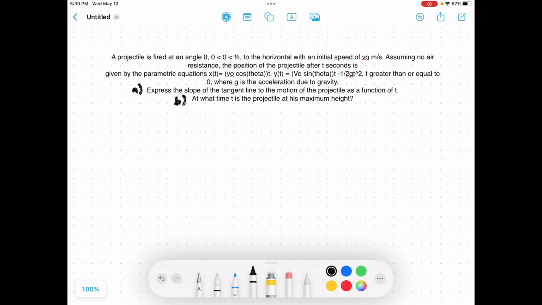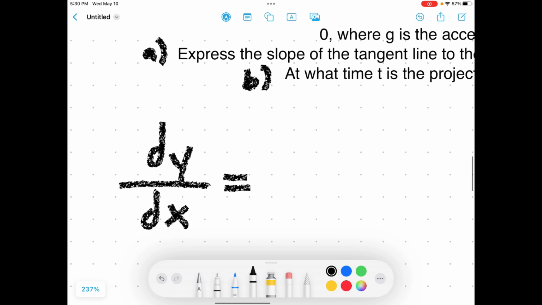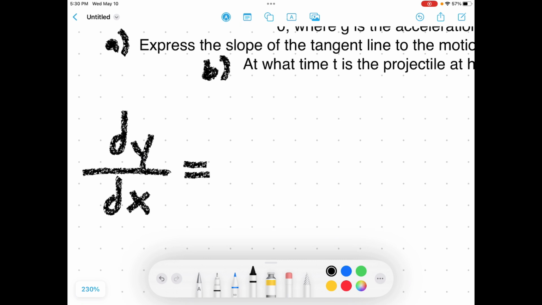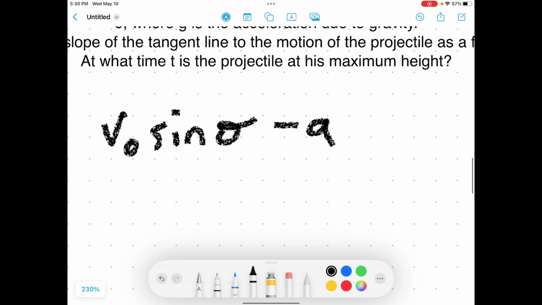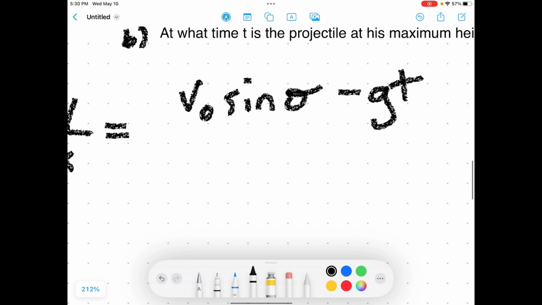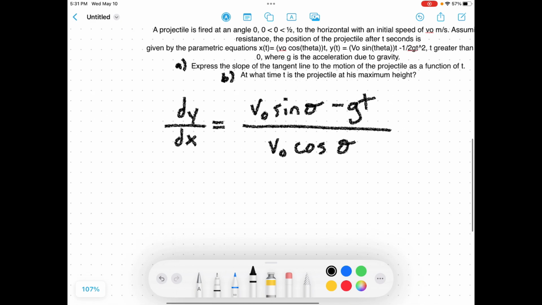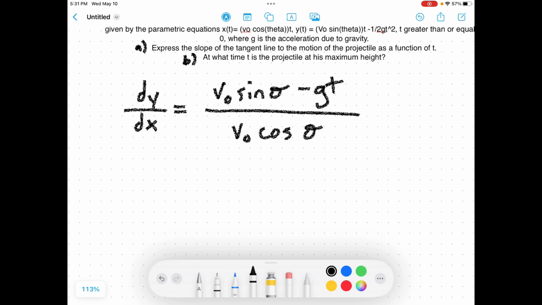So tangent line we know is derivative, so we must set this as dy over dx equals, and then find the derivative of each part. So in this case, it would be V0 sine of theta minus g of t. And this can be found using our basic derivative rules over V0 cosine of theta. So that's already part A. That was easy enough. So now at what time t is the projectile at its maximum height?